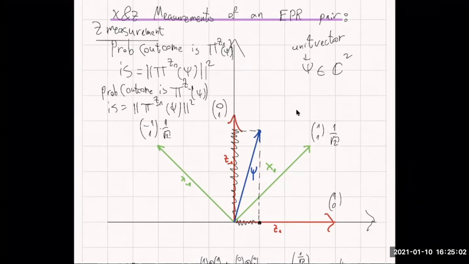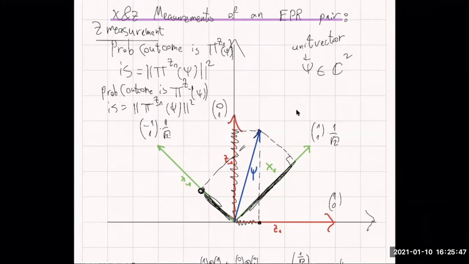Okay, so for the x's, we have the same thing, but they are oriented 45 degrees anti-clockwise. Again, you want to ask yourself, if I'm making an x measurement and the state is psi, what is the probability that the answer will be 1? It is exactly taking this projection and taking the square of it. This is the probability that the player will answer 1 if the player measures with respect to the x basis. Similarly, the probability that the player will answer -1 is this projection squared.